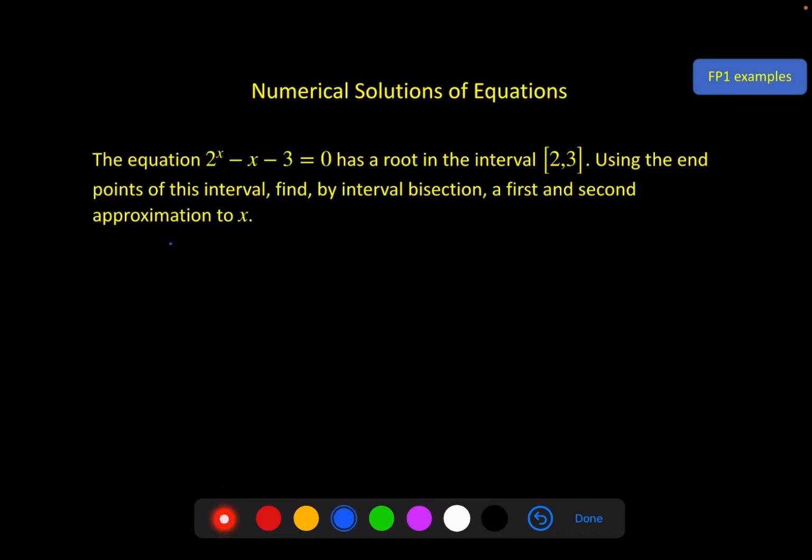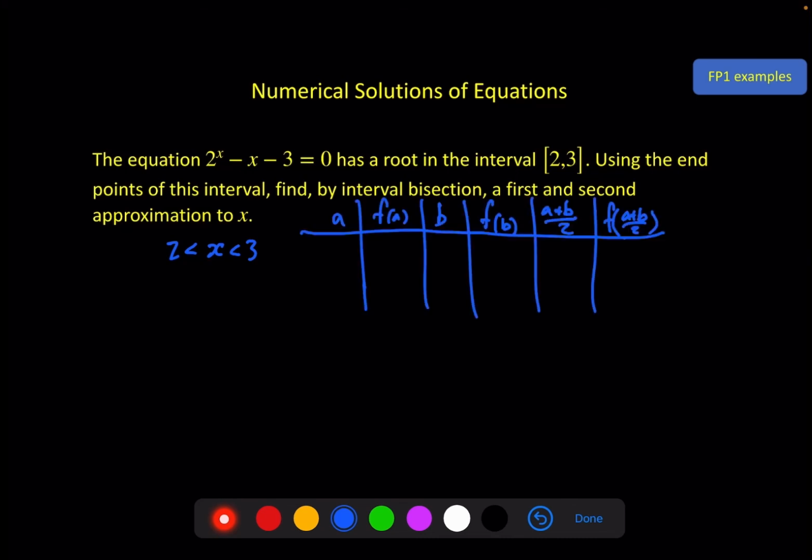So if we've got 2 to 3, if you'll excuse my poor table drawing, then we've got 2 here and a 3 here, and then if we put these values into the function, this one gives us a minus 1 and this one gives us a 2. The midpoint, 2.5, gives us a small positive answer.